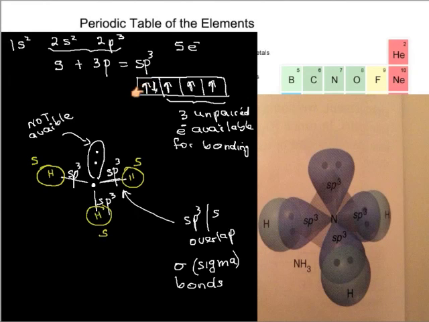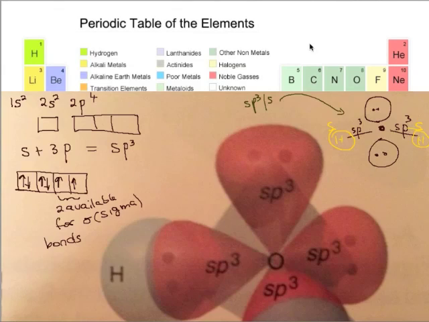And these 2 electrons right here, which are already paired, will not bond at all. It's not available for bonding. So let's just say in case of ammonia, it's overlapping with the s orbital of the hydrogen. We can say that this bond and this bond and this bond is sp3s overlap, also known as sigma bonds. Our next element is oxygen.